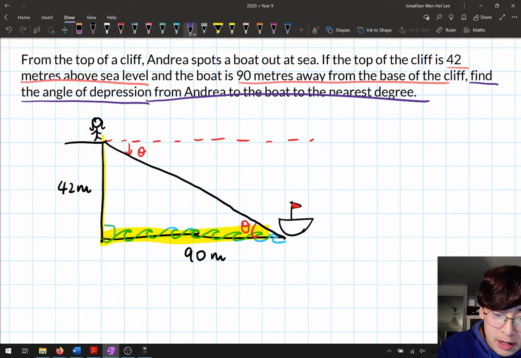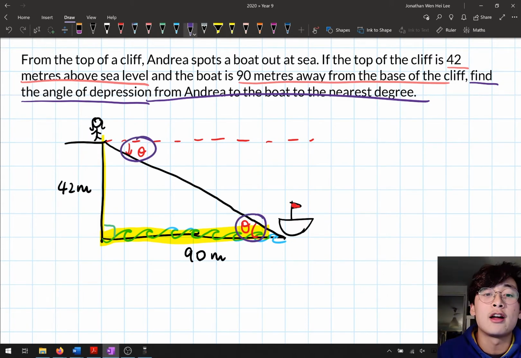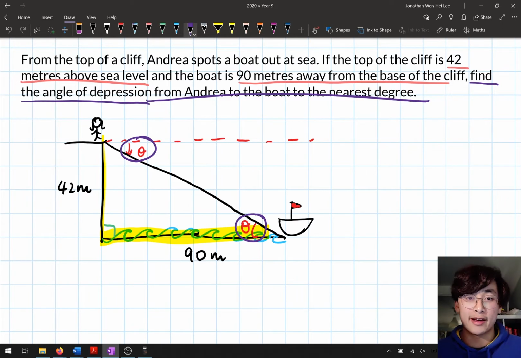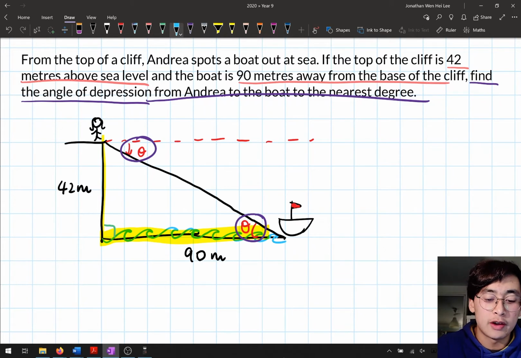This angle at the top here is going to have the same value as this angle at the bottom here because they are alternate angles. Okay. Now that we've got that, let's try to figure out what this angle is. We still want to do our regular steps that we've been doing when we're solving for right angle triangles.